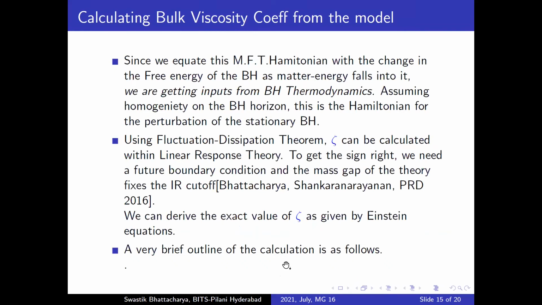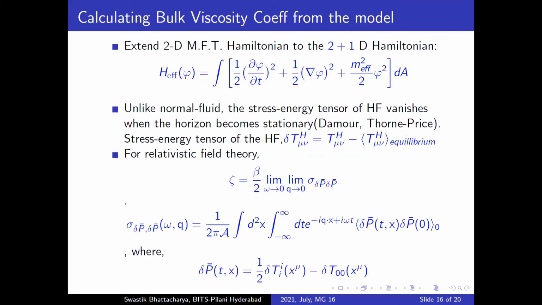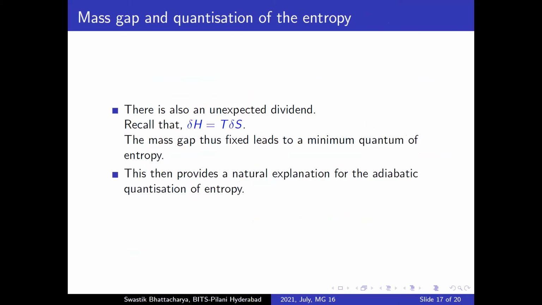While you do that, you also have to take into account the fact that there is a mass gap in the theory. So the pole is shifted to the mass gap, instead of omega going to 0, which makes the mass gap, or the scale, enter the expression for zeta, from which you can fix it. And you need a future boundary condition, a well-known thing for an event horizon. If you do that, only then do you get zeta to be negative. I'm not going into the details of the calculation. I just wanted to give you an idea.